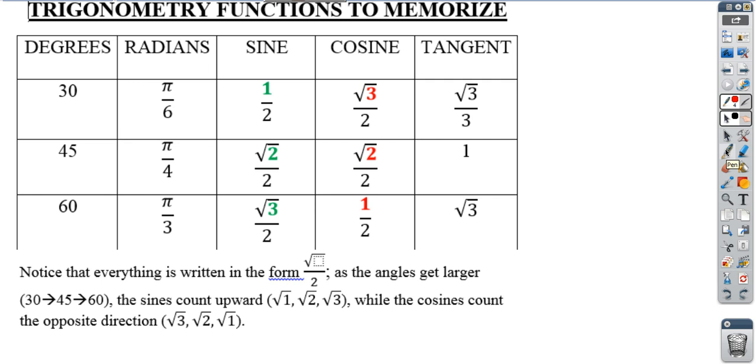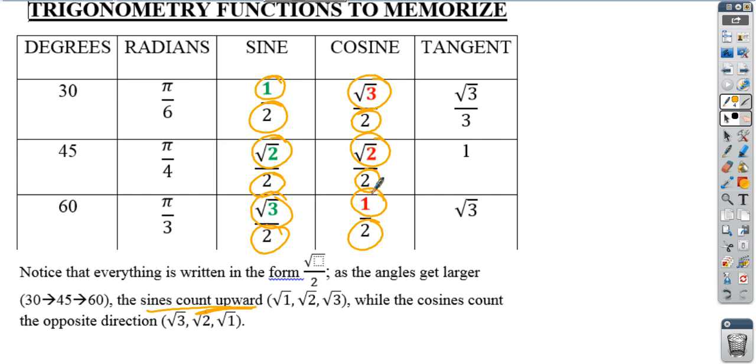But the sine, cosine, and tangent of 30, 45, and 60, here's the easiest way to remember this. First of all, you can see for sine and cosine, everything is over the number 2, and everything is a radical. Even this 1 right here is really a radical, but radical 1 is just 1, so we don't need to write it. And the way to remember this is the sines count upwards. That's what this says. So we go 1, radical 2, radical 3, and the cosines count backwards, radical 3, radical 2, radical 1. So the sines count up, 1, 2, 3, the cosines count down, 3, 2, 1.